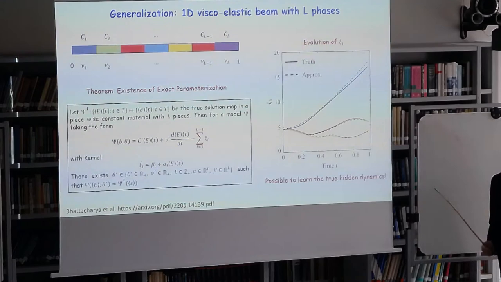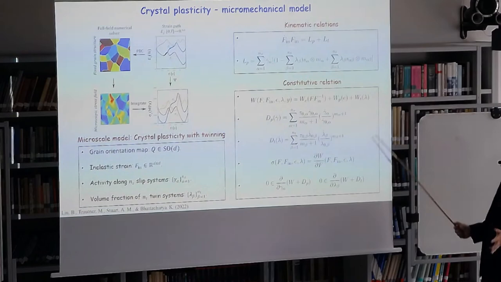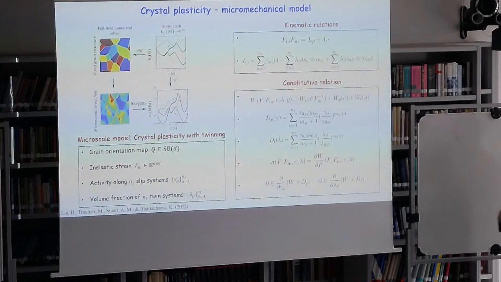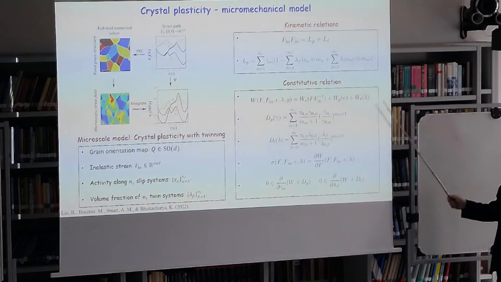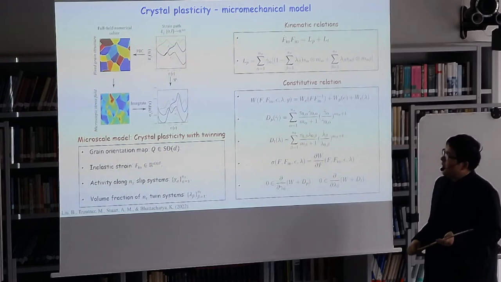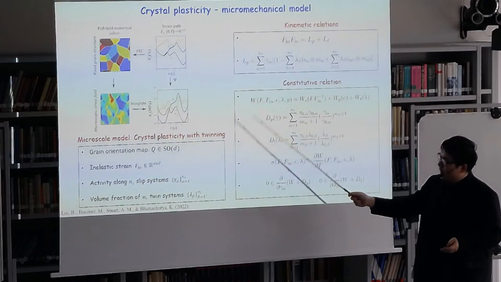And we also tried to test this idea on a more challenging problem involving crystal plasticity. This is the crystal plasticity micromechanical model we used. It's a relatively complicated micromechanical boundary value problem. Just to give you a quick summary, this problem micromechanically is not Markovian. It has path dependency itself.